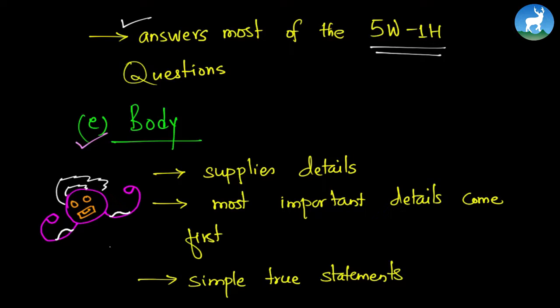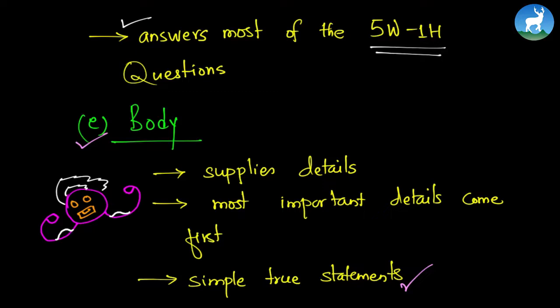So it's like first the most important details, then later the not so important details. Simple, true statements are used. We are not going to write fiction. This is not a poetry class. It is about writing a simple news report. So always use simple, lucid, plain statements, but true statements.